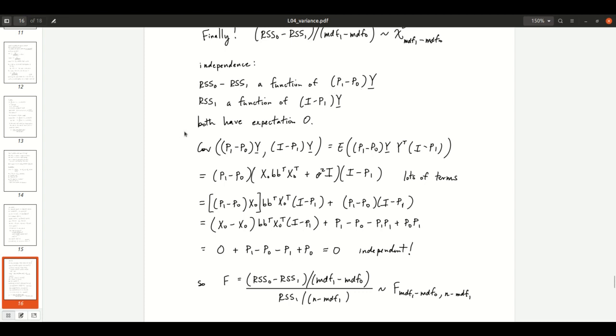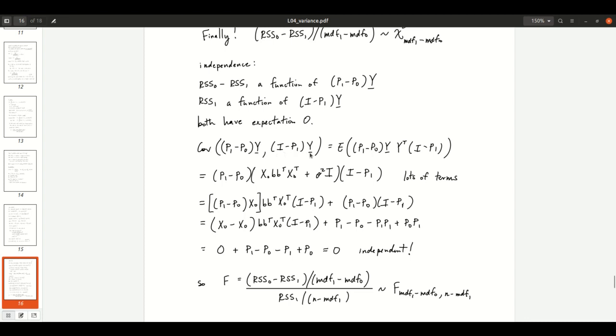Both of these things have expectation 0 under the null. And so this is multivariate normal. This is multivariate normal. So if we check that the covariance between these two vectors is 0 under the null hypothesis, then they're independent vectors, and any functions of them are independent as well. And then that will show that the numerator and the denominator are independent. All right, so let's look at that covariance.